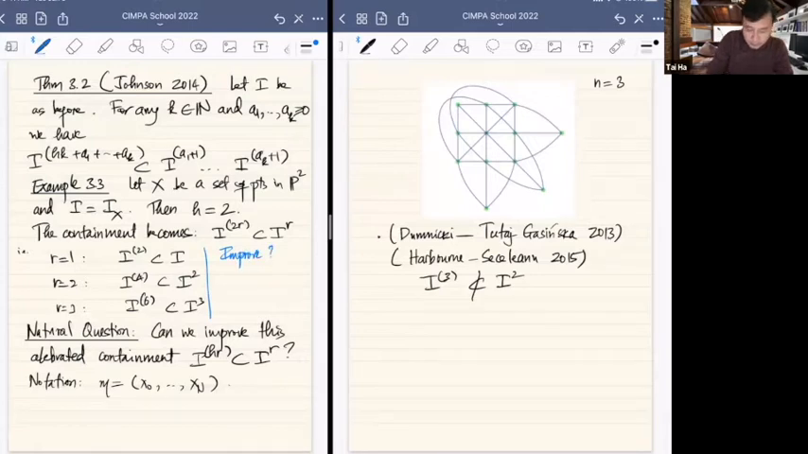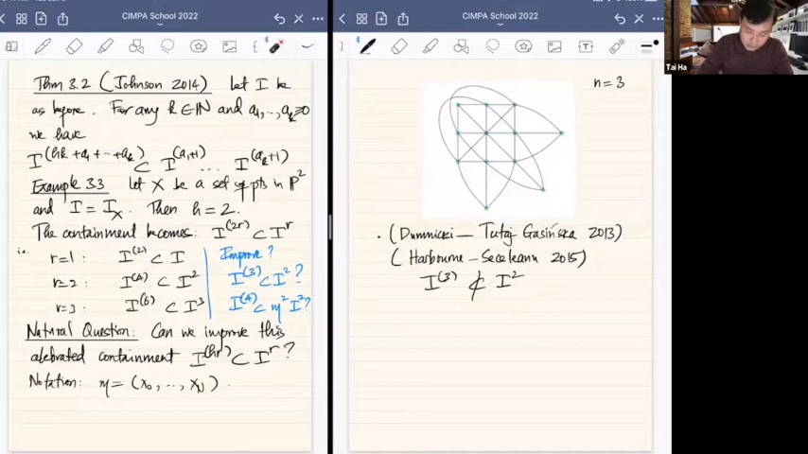Well, if you want to improve the second ones, one way to do that is to drop the power, right? So we're looking for whether I to the third is contained in I square. And the other way is to increase the right-hand side, right? So if you keep I to the fourth, the question is, is it inside M square I square, for example? So those are the conjectural containments.